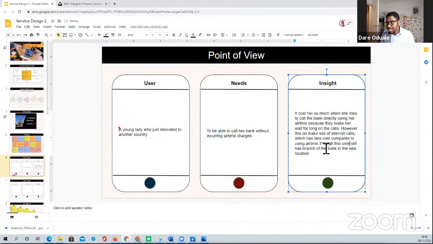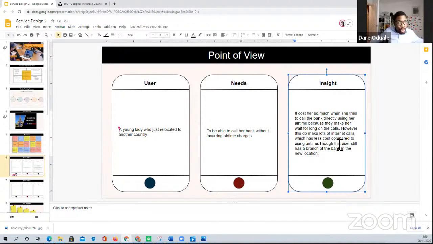Though this user still has a branch of the bank in the new location. Because one of the things here is that this is also further insight. If the branch of that bank is not in this new country, we would have been thinking, okay, maybe same bank, different country, different branch or something like that. Yeah, so it's the same bank, but just a different location, a different country.